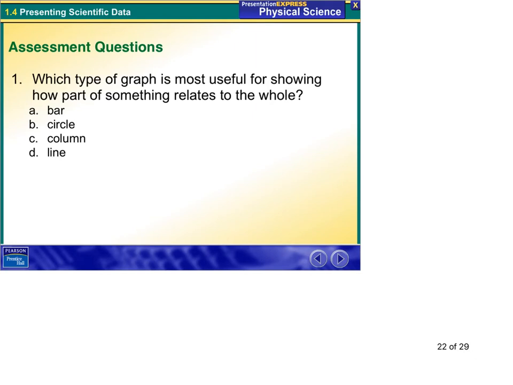And as we finish up most of the notes, a few quick review questions. Many times again, these review questions will appear on quizzes, or at least something very similar to them will. What type of graph is most useful for showing how part of something relates to the whole? Just had that a minute ago. That's our circle graph.